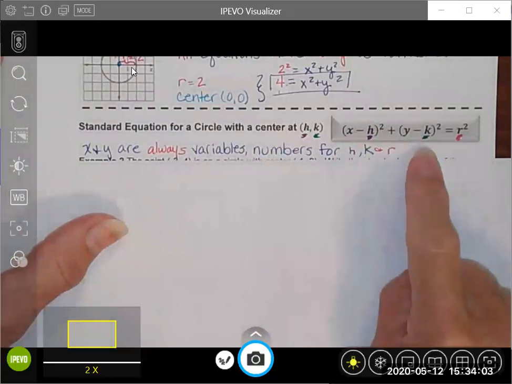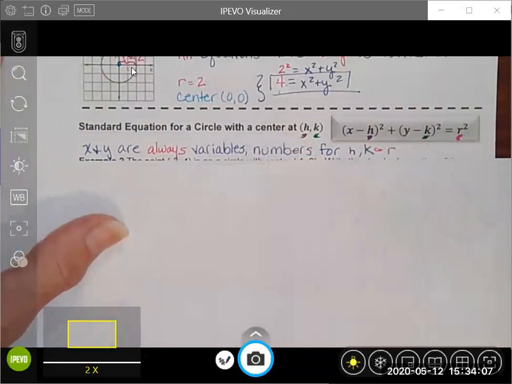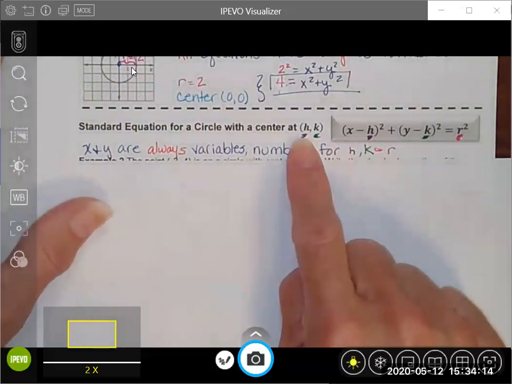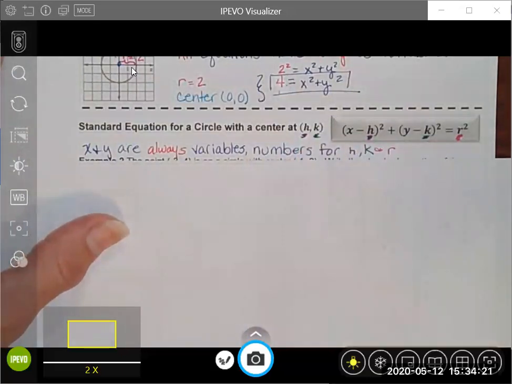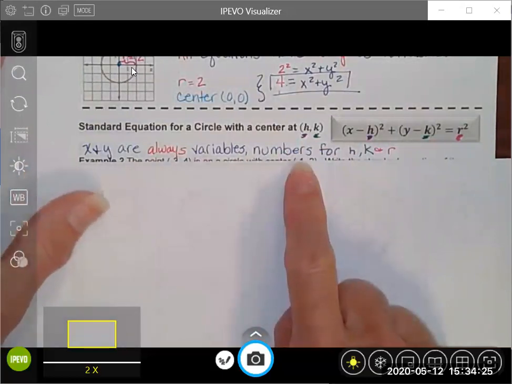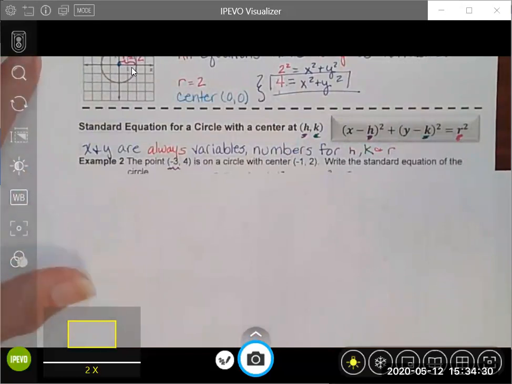The horizontal and the vertical transformation for any circle is represented by the new center ordered pair. And you could use this for any circle, even one that has a center at the origin. It's just that at the origin, the center is 0, 0, so those values fall off. All right, so again, remember, x and y are always variables. We use numbers for h, k, and r. This example asks us to do a little thinking.